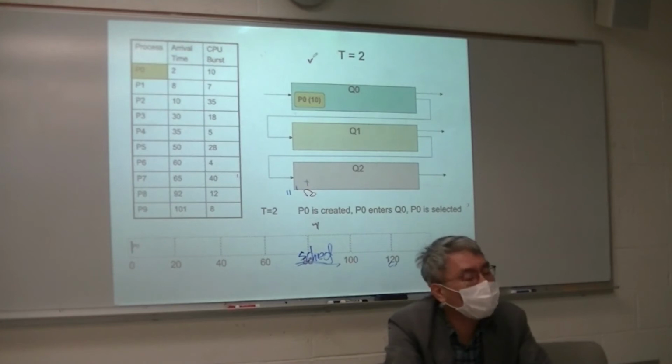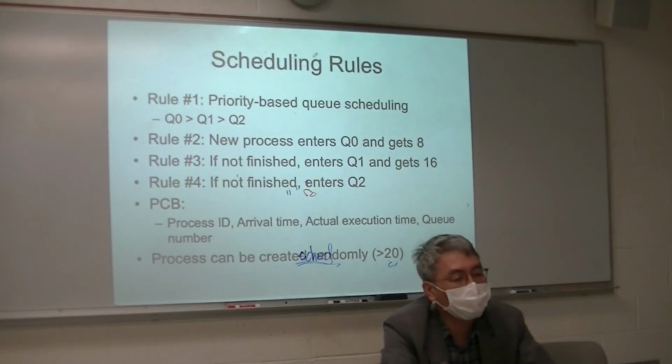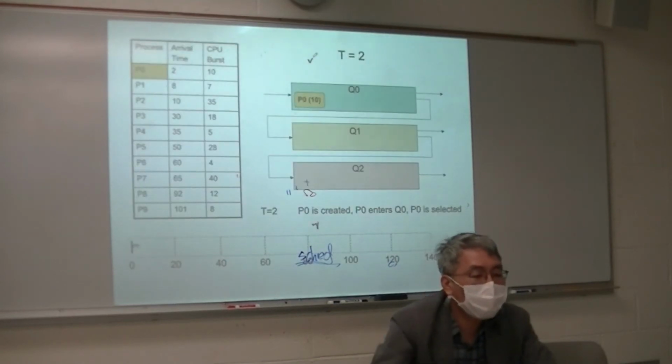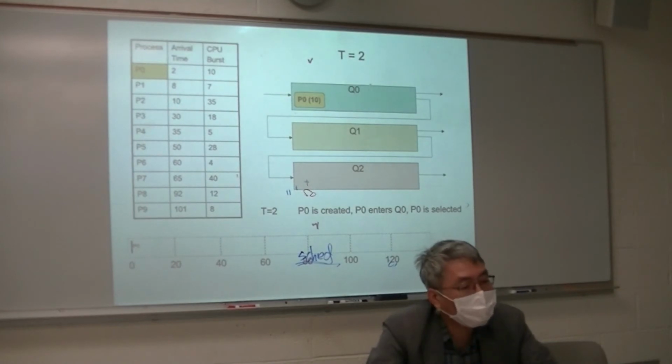Q0, what is the time quantum size of Q0? It's 8, right? So let's go back once again: 8, 16, and the first come first serve. So P0, question: can P0 be terminated in Q0 or not? It's no. So which means at time 10 it moves to Q1.